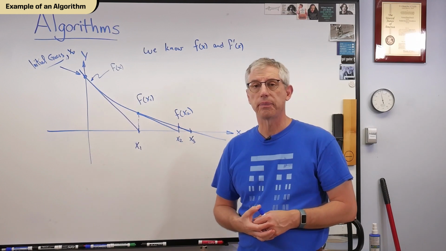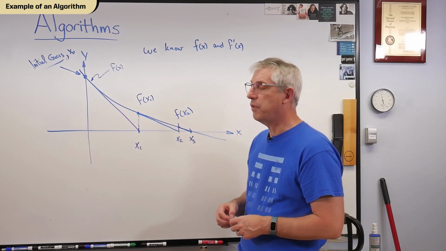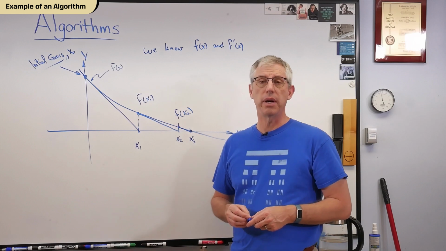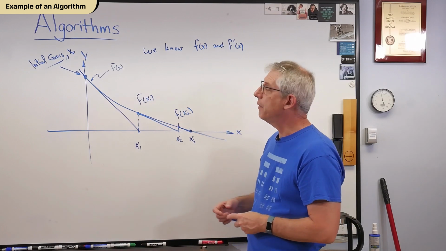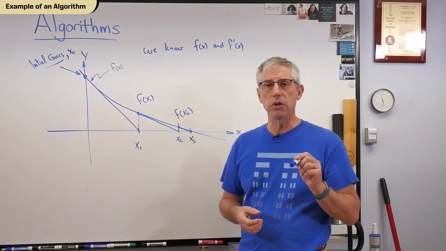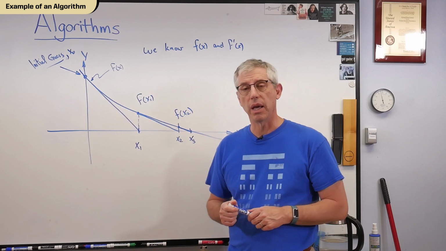So, by the way, this is called Newton's method. It's a very common root finding algorithm. And it works well, works very well. It's implemented in a lot of software. So this is an example of an algorithm. Let's go to my computer now and let's do this exact same thing in MATLAB.